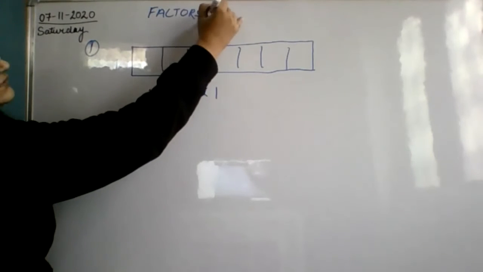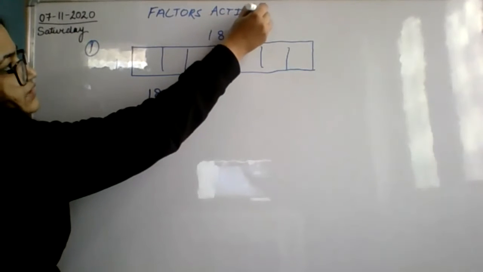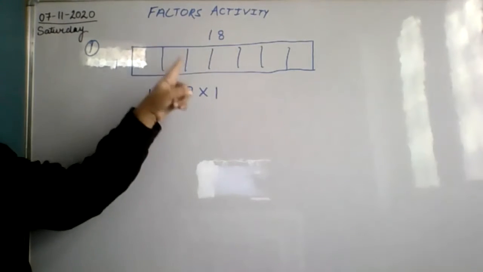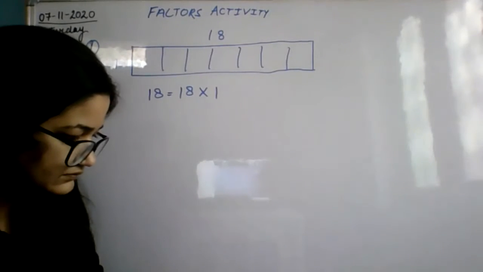Ma'am, I don't get space in the corner. Beta, you can do one thing. You can just put it horizontally. You can stick it horizontally. Write factors activity. 18 is 18 into 1. Like this.